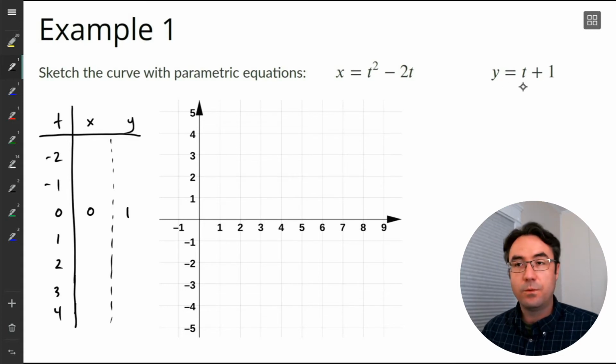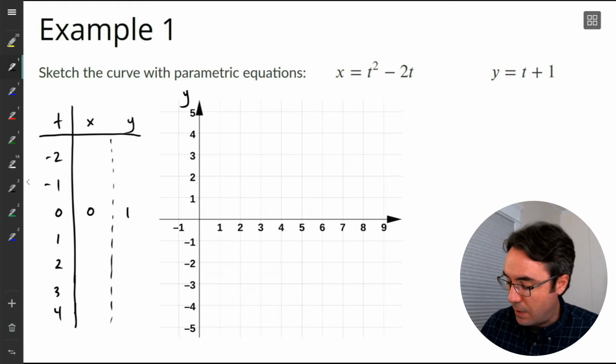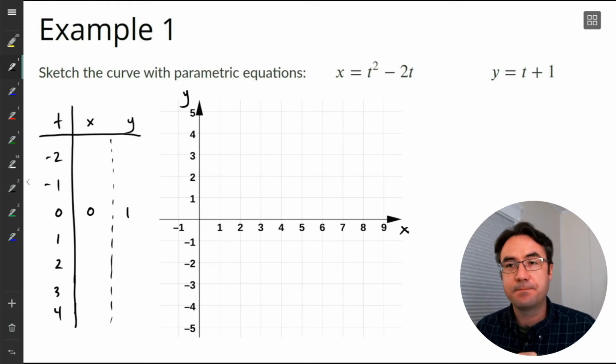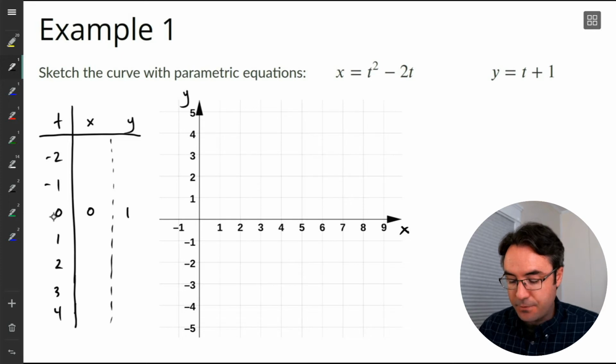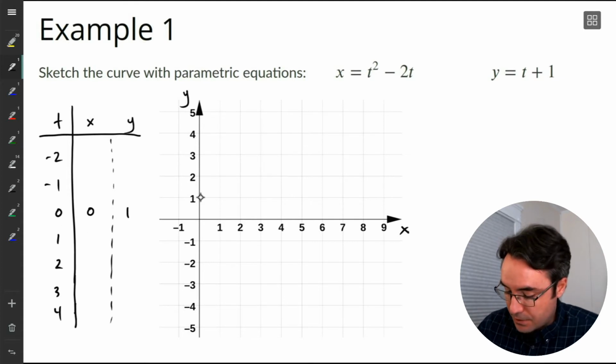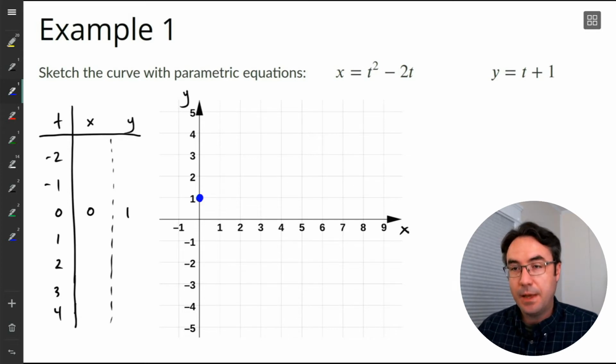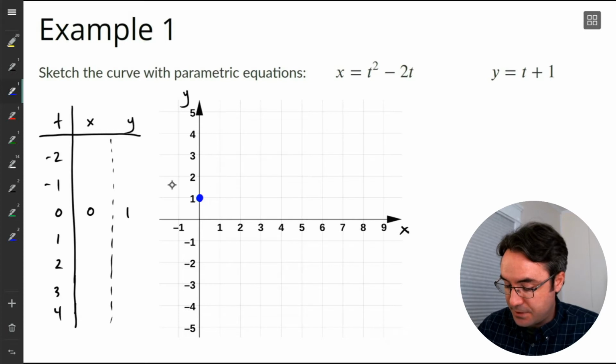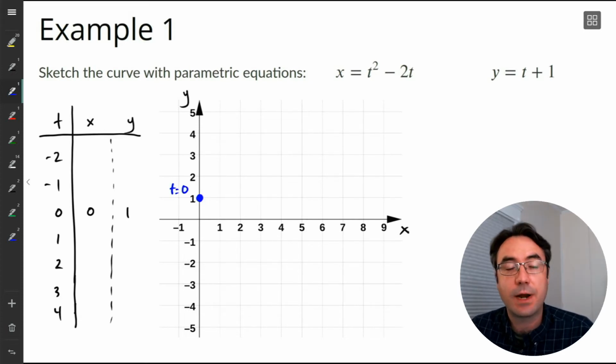So when we start to sketch our curve, we have our usual y and x axis here. And for time 0, we're going to identify the point 0, 1 and plot it. So 0, 1 is right here. And this happens when time is 0. We're at that point at time 0.